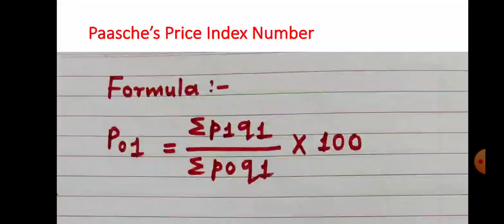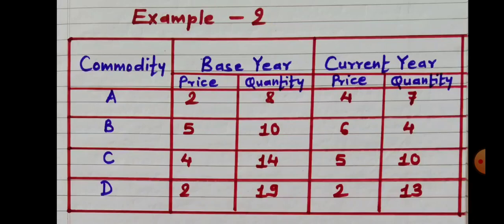Now let us see how to calculate Paasche price index number. What is the formula for the calculation of Paasche price index number? The formula is P01 is equal to sigma P1 Q1 divided by sigma P0 Q1 into 100. Now let us see how to calculate it.